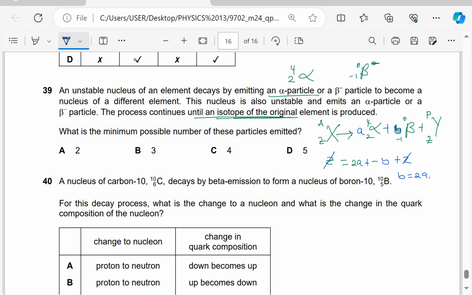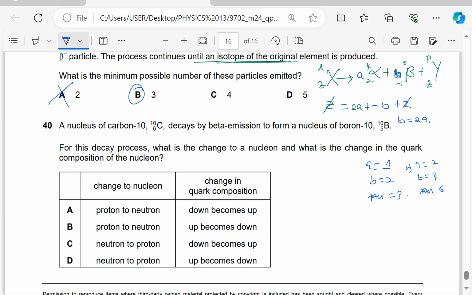What is the minimum possible number of the particles emitted? So 2 is not correct, because for every one alpha particle, if A equals 1, B equals 2, which means total is 3. So the minimum is going to be 3. If A equals 2, B will be equal to 4, which means the total is 6. So the minimum is 3.